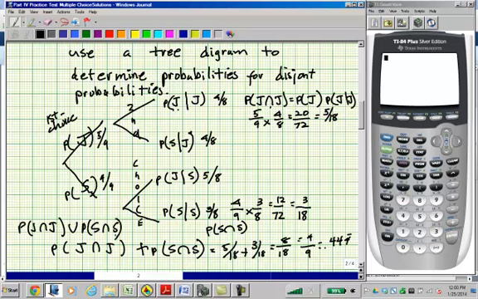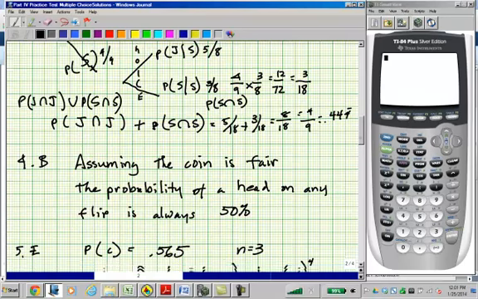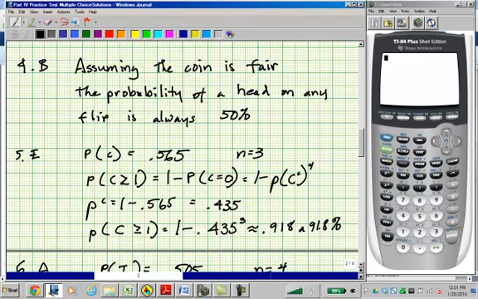So you're going to take the two probabilities and add them together. And you can do this because they're disjoint. Okay. So we got 5/8 plus 3/8 is 5/18 plus 3/18 is 8/18, which is 4/9, and that's 0.49. Okay. 4b.